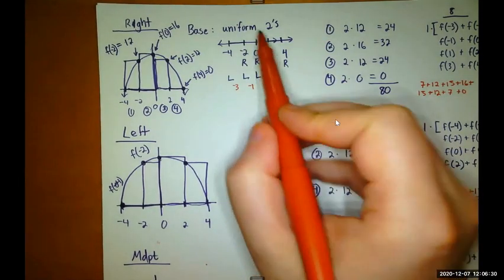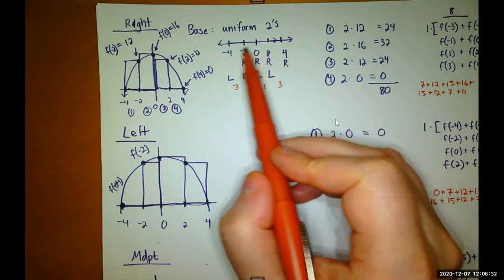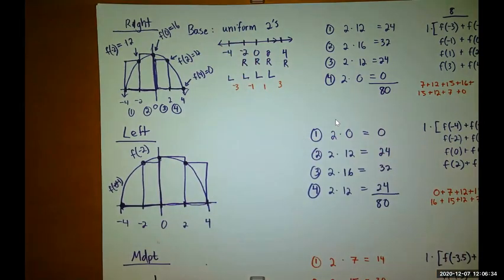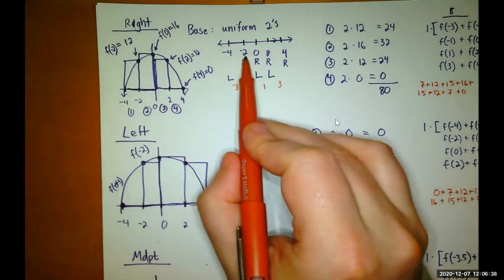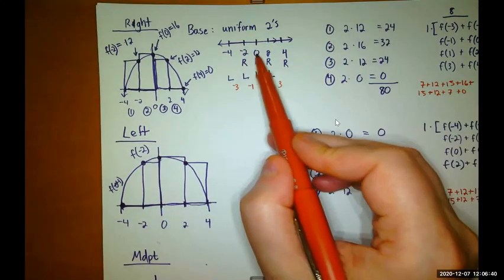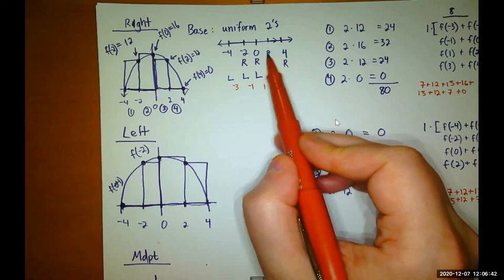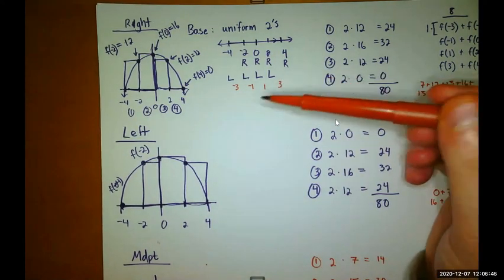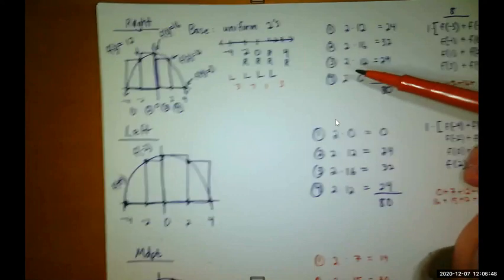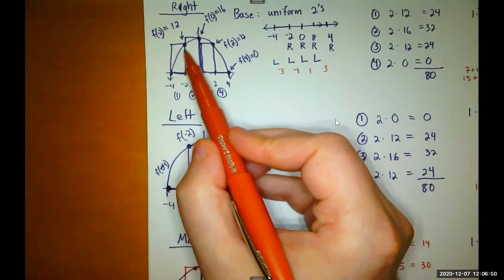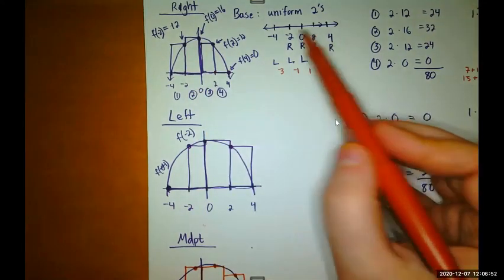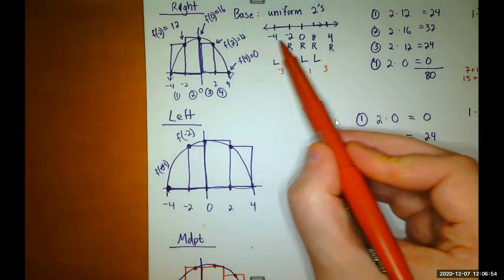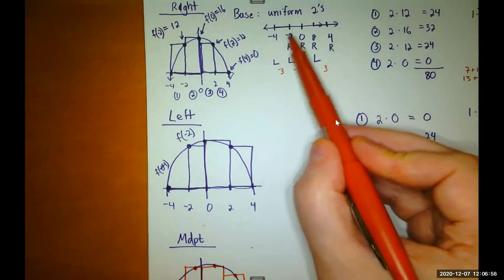We said that we're going to do a uniform base of 2 units, so that meant that the first rectangle was going from negative 4 to negative 2, the second rectangle from negative 2 to 0, the third rectangle from 0 to 2, and the fourth rectangle from 2 to 4. So what we mix up each time is where we're drawing the heights. So pictured here is if we do right heights. So what I mean by that is from negative 4 to negative 2, the rightmost value is negative 2.